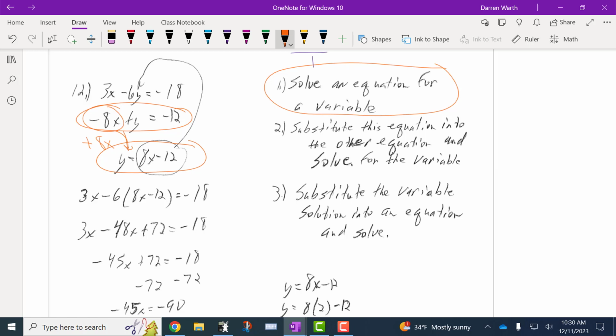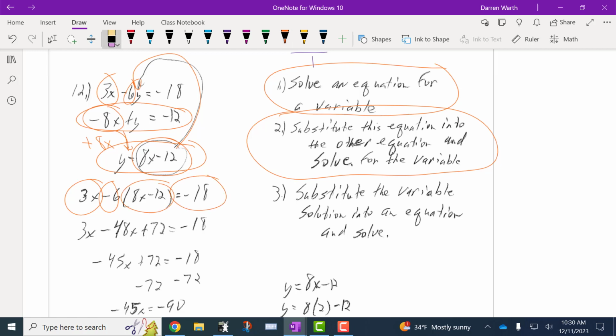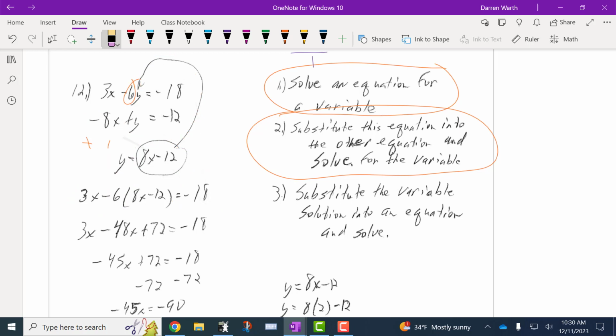The next thing I'm going to do, step number 2, it says substitute this equation into the other equation and solve for the variable. So notice here I've now got y is equal to 8x minus 12. I can substitute this into this other equation right there. So when I do that, I still have my 3x. I still have my minus 6. But y is now 8x minus 12, and that still all equals negative 18. Once I've done all that, now all I have to do is solve this equation for x.